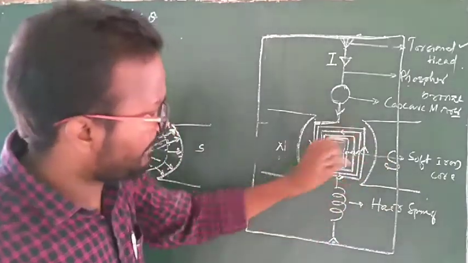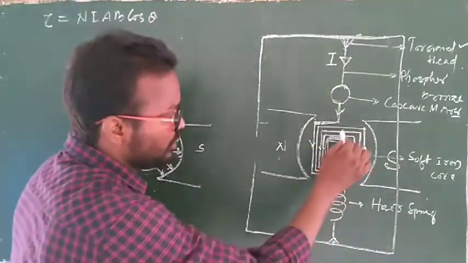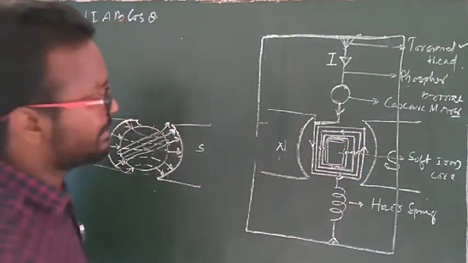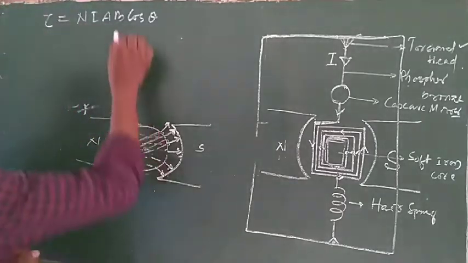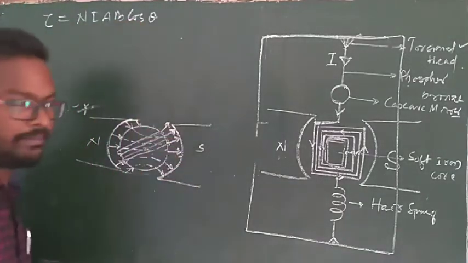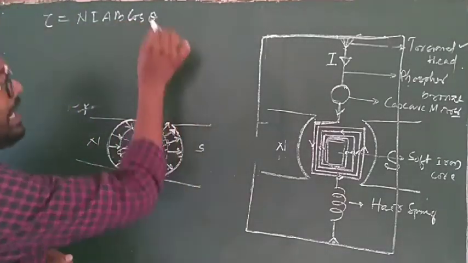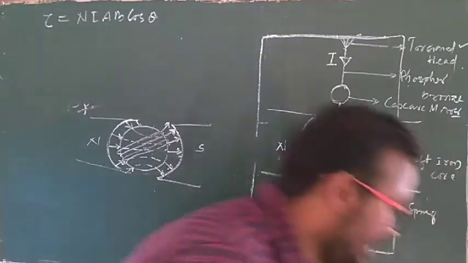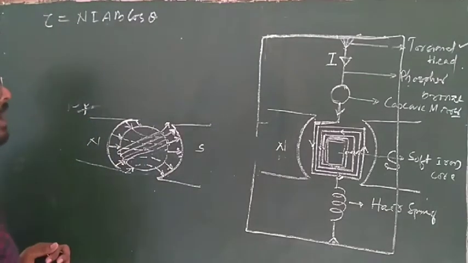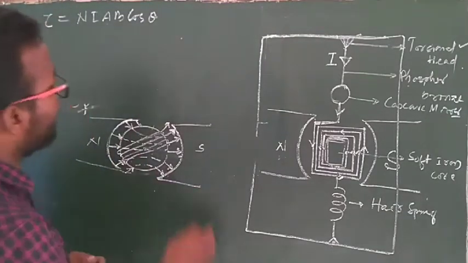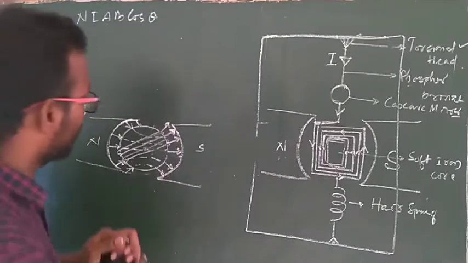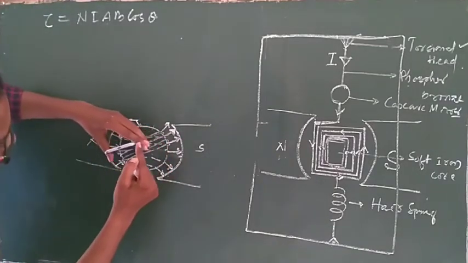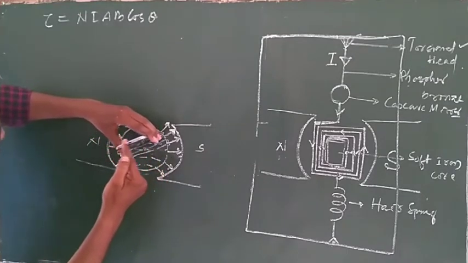Here, the area of each turn is constant because these turns are very close to each other. Next point, what is B? B means magnetic field strength, and this magnetic field is a radial magnetic field here. And what is theta? Theta is the angle between the plane of the coil and magnetic field strength B. Suppose this is a soft iron core and the coil which is wound over it.